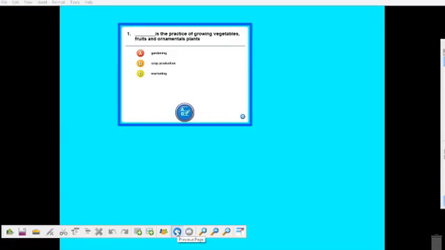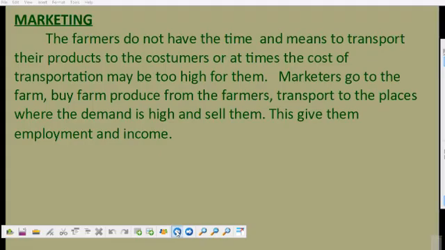Remember what we started with? We started by looking at the people that are involved in agriculture. We talked about food crops, we talked about fishing and fishery, we talked about marketers and the rest of them. These are the people that are involved in agriculture.